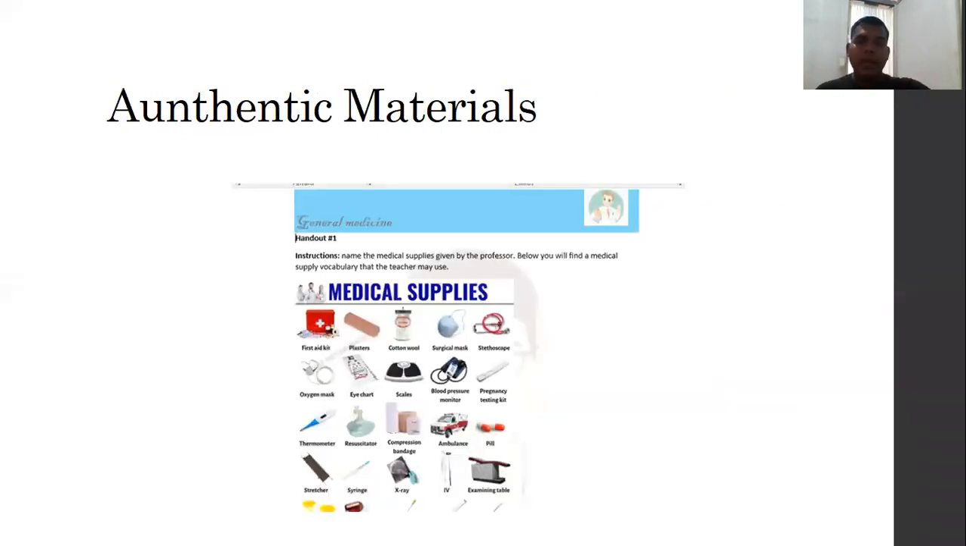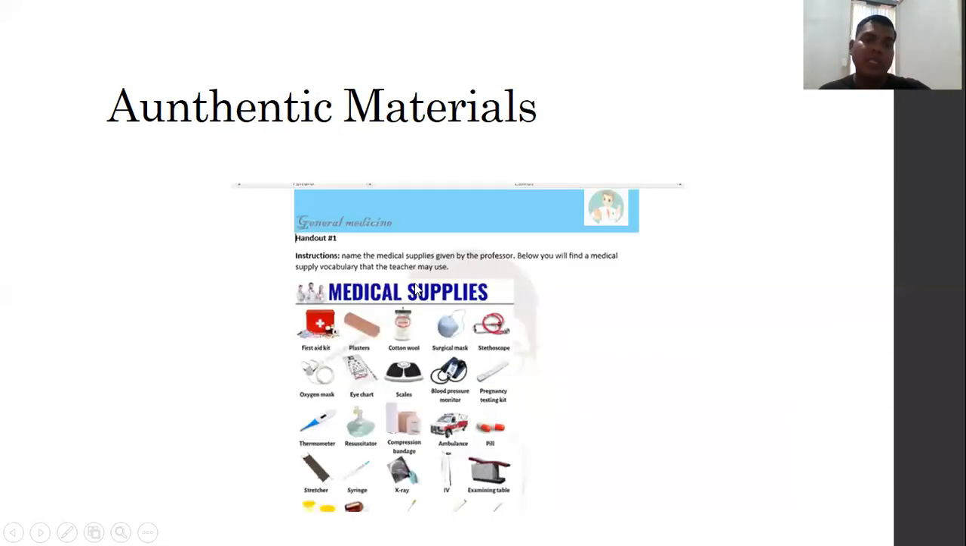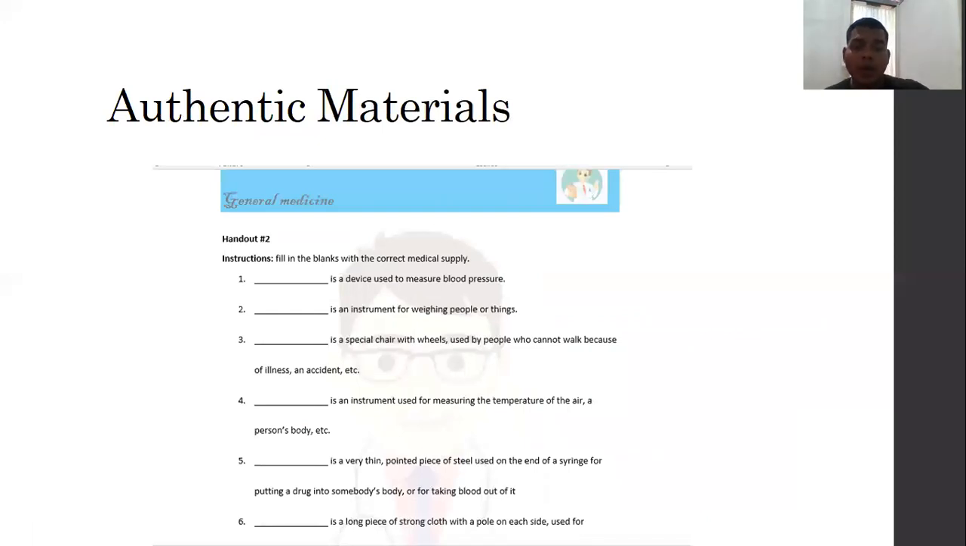For example, this handout number one is for the objective number one. Then we have the handout number two, which responds to the objective number two. So in the instruction, it says fill in the blanks with the correct medical supply. It says, it's a device used to measure blood pressure. So what is it? Of course, the blood pressure monitor, okay? And the other is an instrument for weighing people or things.